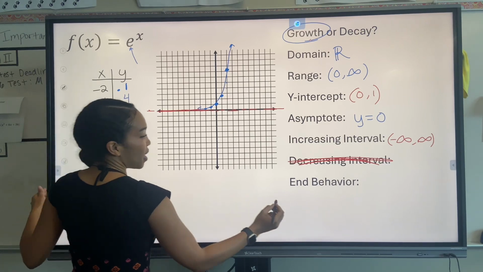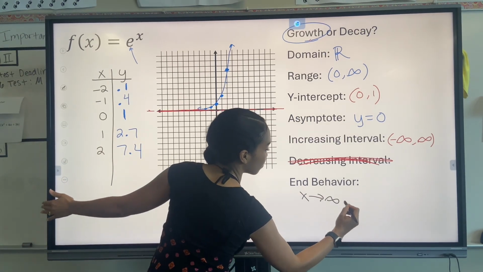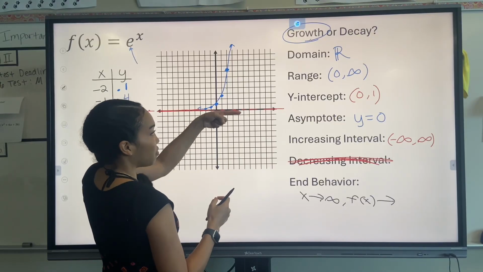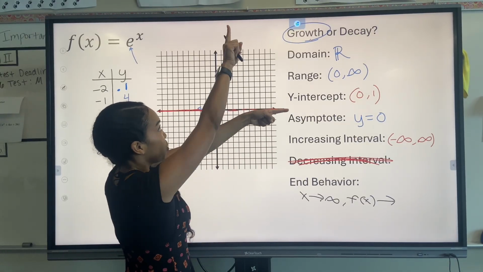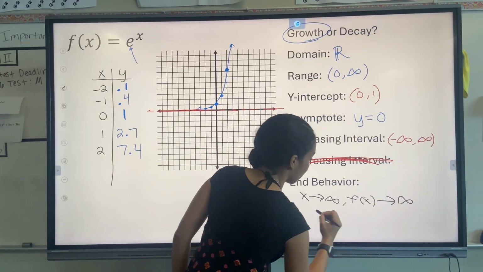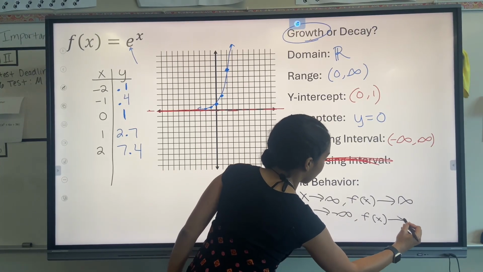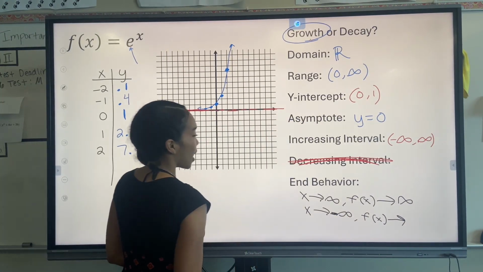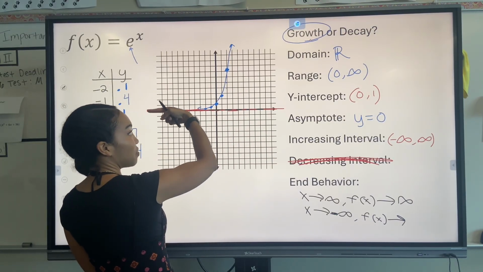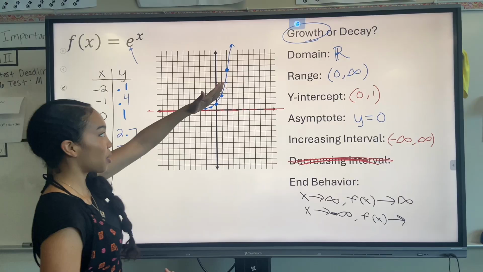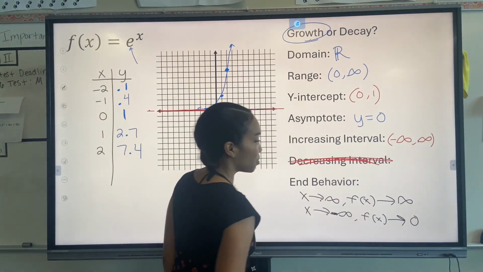For your end behavior, as x goes to infinity, your graph is going up. So that will be infinity. As x goes towards negative infinity, what is your graph approaching? 0. Yep, 0. It's approaching the asymptote at 0.